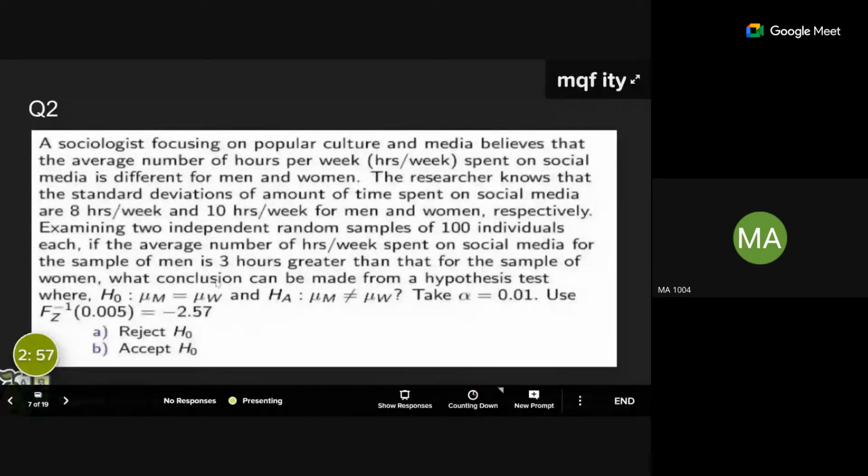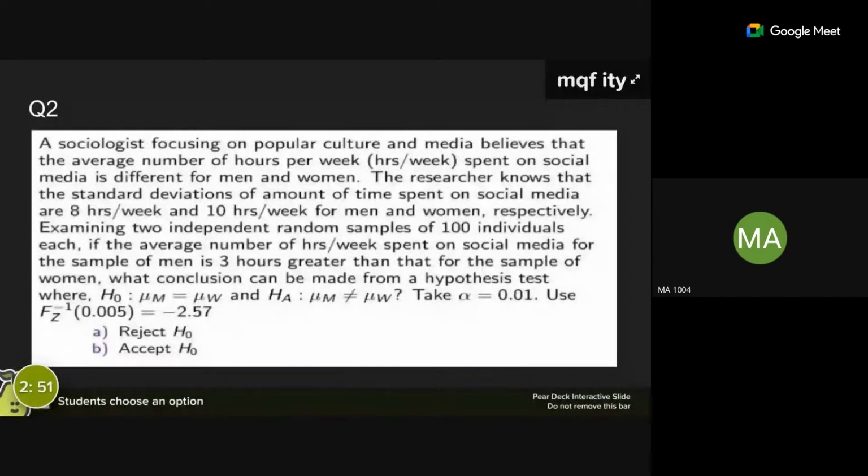So it's for the mean of the average time. Which test would you like to use there? Z test. Yeah, Z test.